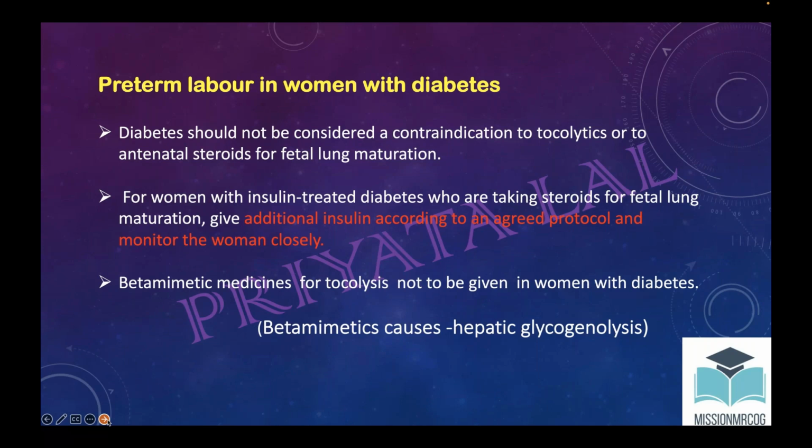Apart from this, beta mimetic medication or tocolysis should not be given in the patient with diabetes. Why? Because beta mimetics cause hepatic glycogenolysis. So there would be increased sugar levels. Because of the increased sugar level, it will cause trouble in the control. Because of that, beta mimetics should not be used for tocolysis in the woman with diabetes.